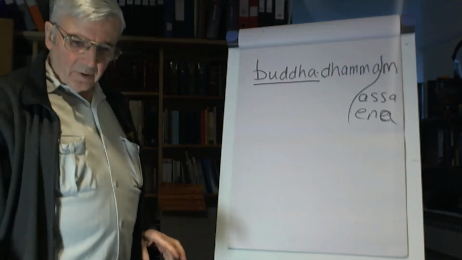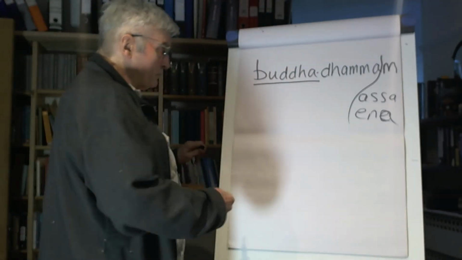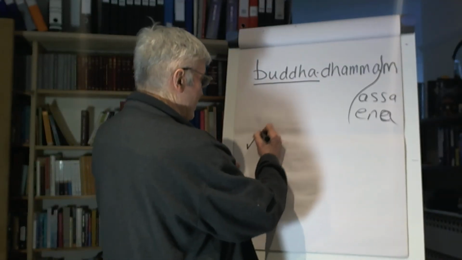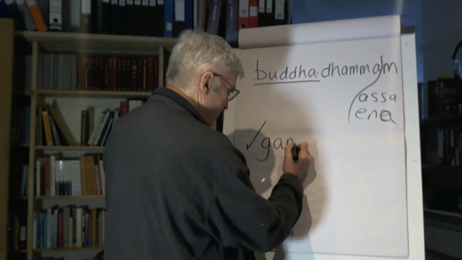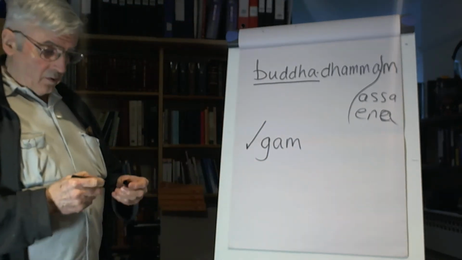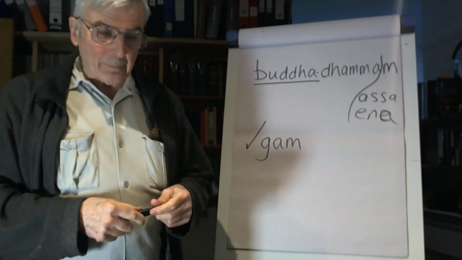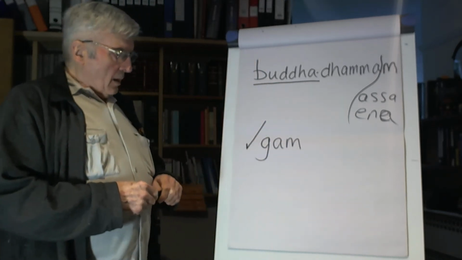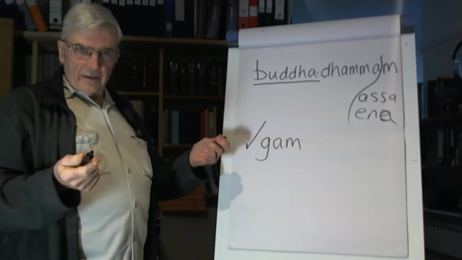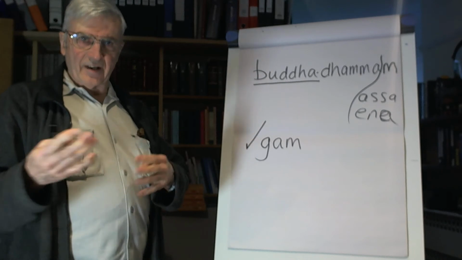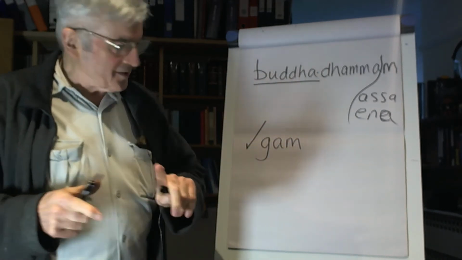The same principle applies also with verbs. Let's take the root gam, meaning to go. In fact, it's cognate with our English word come. Most verbs in Pali make their present form by just adding ami, asi, ati. So normally, if this were a regular verb, it would be gamati, which incidentally doesn't exist.